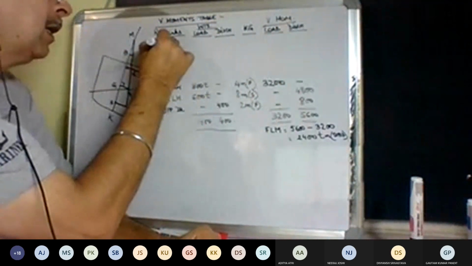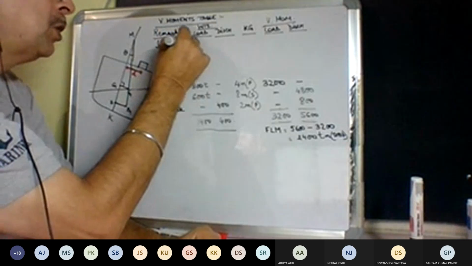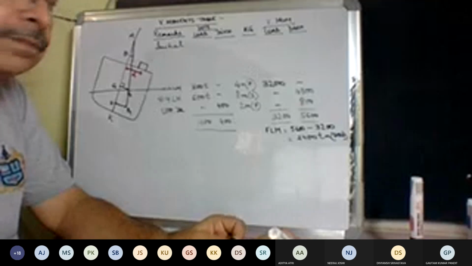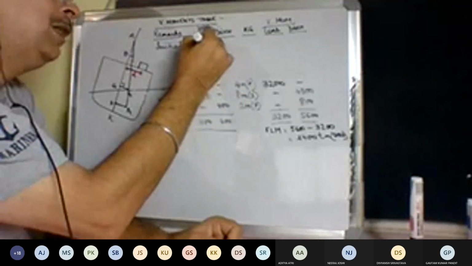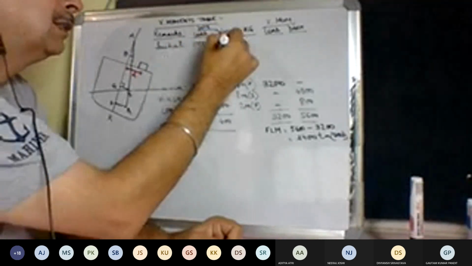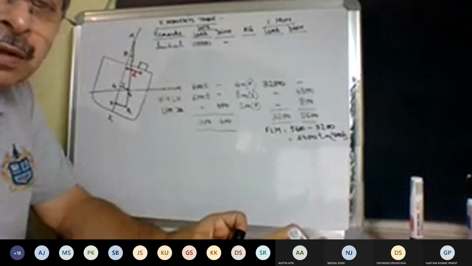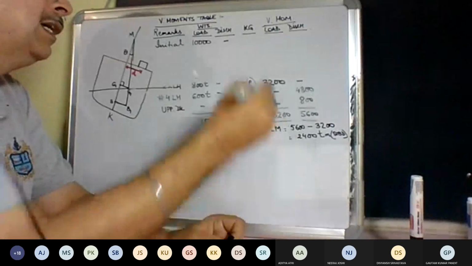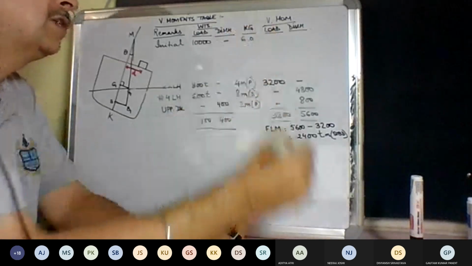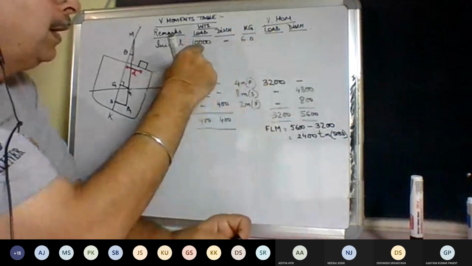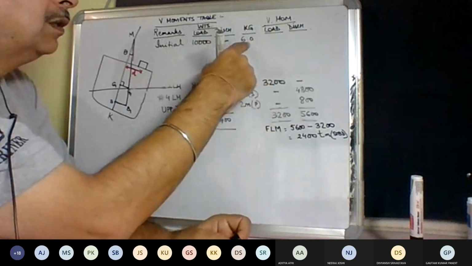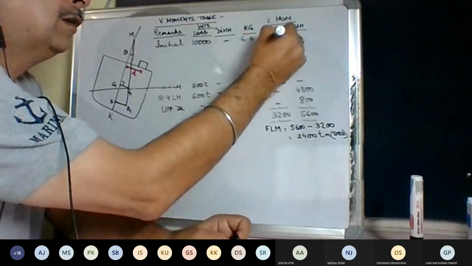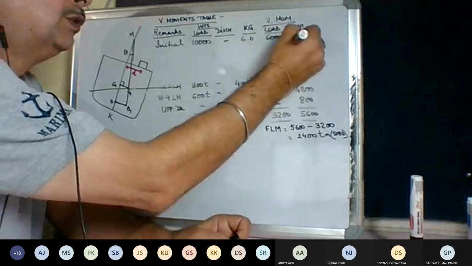First, the initial condition. My initial displacement of the vessel, given in the question, is 10,000 tons. Discharging is nil. Initial vertical moments: KG is given as 6 meters. Weight into KG will give me the vertical moment. That will be 60,000. Discharging will be nil.